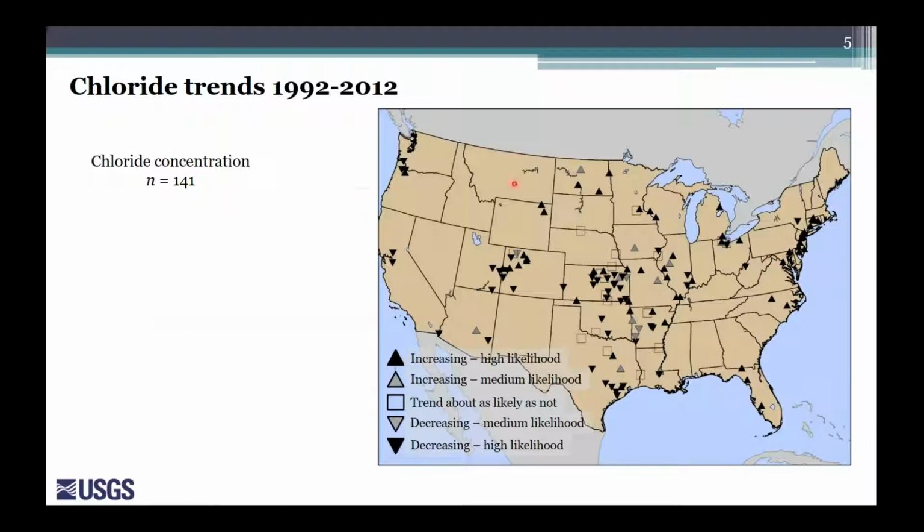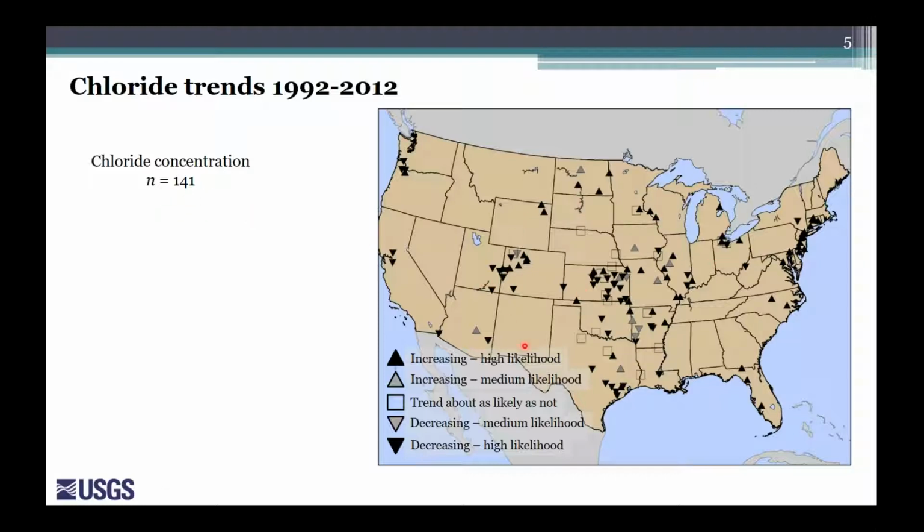First of all, I'm showing a map of chloride trends in U.S. rivers between 1992 and 2012. This comes from a data set comprised of USGS data as well as data from other federal agencies, from states, from municipalities, from other local areas like counties, as well as tribes. We wound up with a very broad data set that covered most of the United States, and we were able to identify chloride trends in 141 locations around the country.